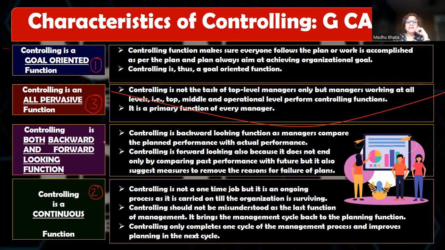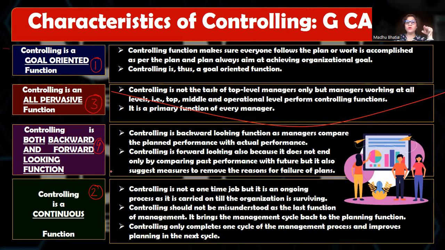And last but not the least, B stands for both backward and forward looking. Now, how is it backward looking? Controlling goes back to the planning function to pick up the objectives that were set, and the plan that was selected and implemented. If you remember, the second last step is implementing the selected plan, which means communicating to everyone how things need to be done. And then comes follow-up, and when we start follow-up, we are actually talking about controlling. So controlling looks back towards planning, and that is why it's backward looking.